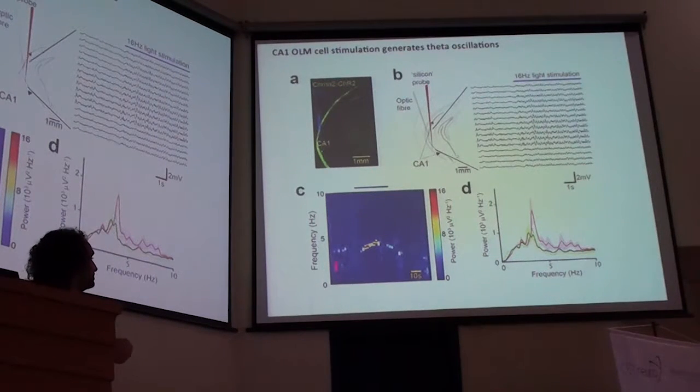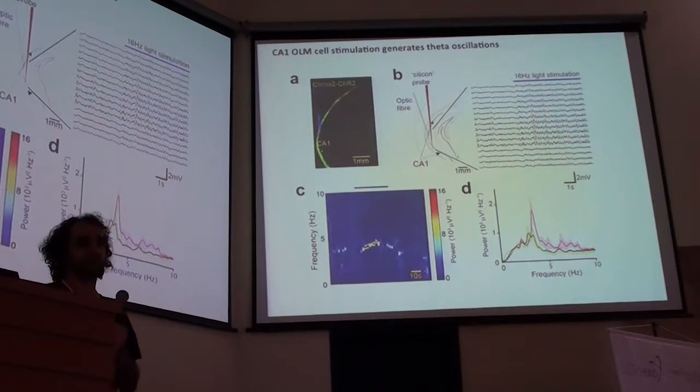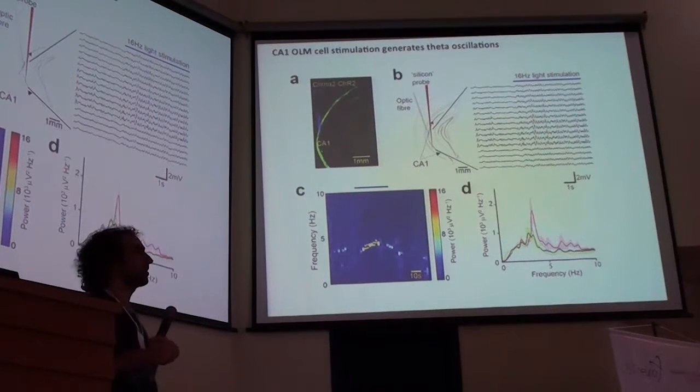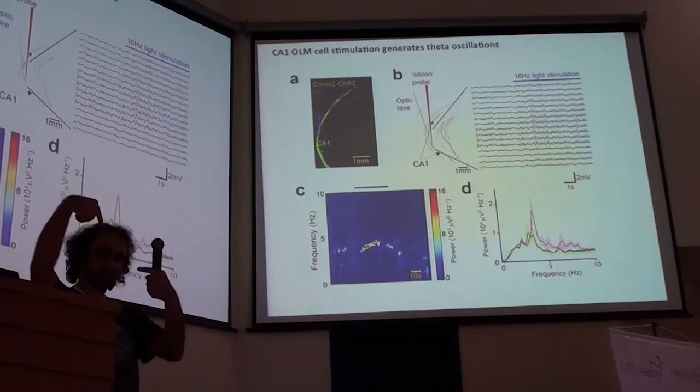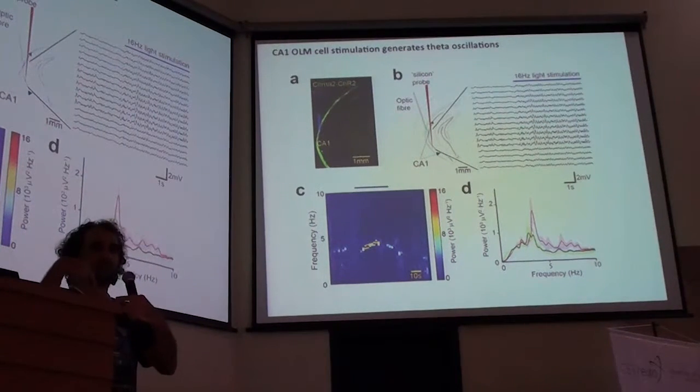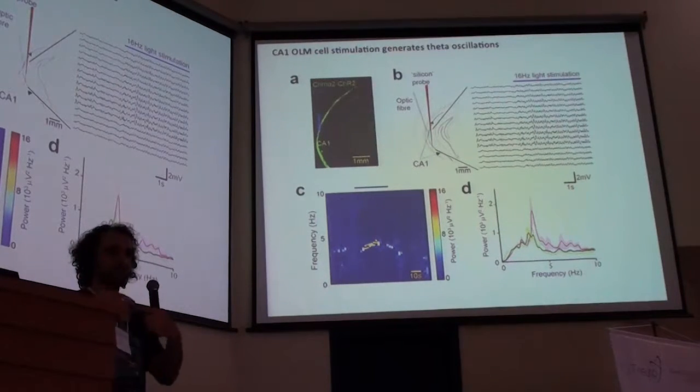And when you do that, very often we have an increase in theta band. I'm not going to call this theta oscillation, but you have an increase in power at the theta band. Here is a spectrogram to show. And as you see, it's not in all channels. That probably is because of where the fiber was very close to. And the fiber we put kind of angled to get just the OLM cell bodies.